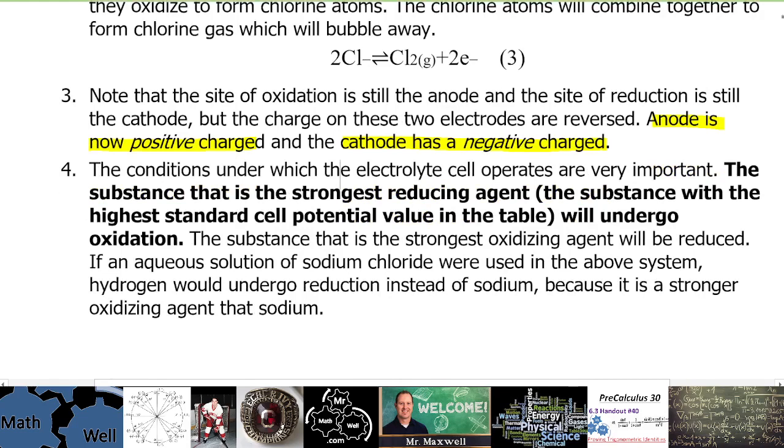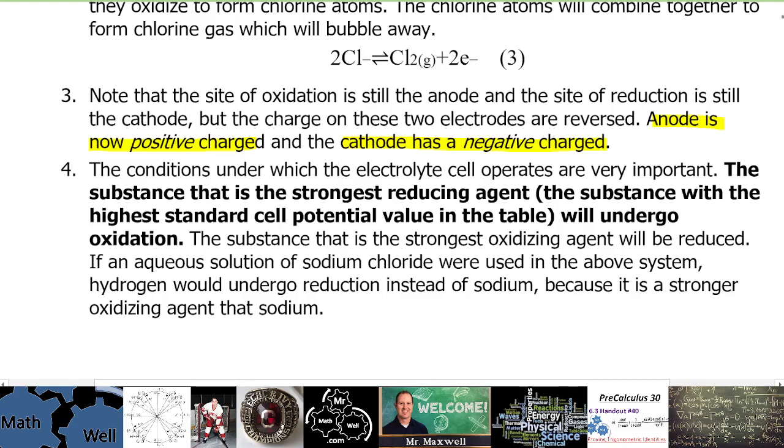The substance that is the strongest reducing agent. This is important because you might not know exactly what's being oxidized and reduced, so how do we figure that out? The substance that's the strongest reducing agent, that's the substance with the highest standard cell potential in the table, will undergo oxidation. So the strongest reducing agent will undergo oxidation. The substance that is the strongest oxidizing agent will be reduced.